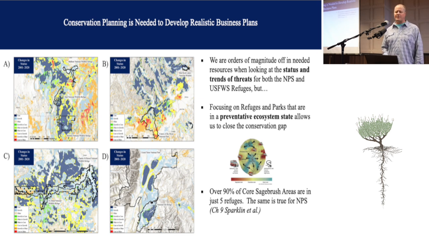So when we looked at the Park Service and the National Refuge System, we also found within our sagebrush landscapes in theirs, like can we defend the core, we're off by orders of magnitude if we look at all of our parks and refuges within the biome. However, if you focus on that preventative ecosystem state, we can close the conservation gap. And further, we've identified where those are. In the refuge system and the park system, just 5 different refuges and 5 different parks has over 9% of our resources for both agencies.